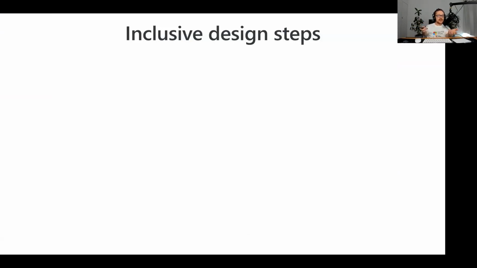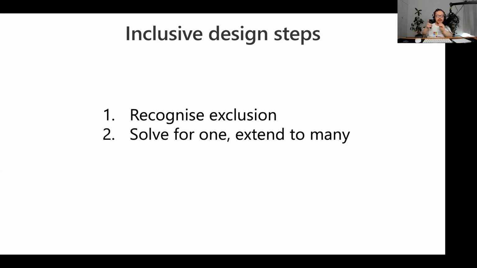So in this example, it's Ashley, and she's visually impaired, but she's in the same perspective as someone who is in the silver generation over the age of 70, who might have failing eyesight, or me, who needs glasses. So you recognize the exclusion, you understand that you need to cater for visually impaired people by recognizing the exclusion. You solve for one, extend to many.